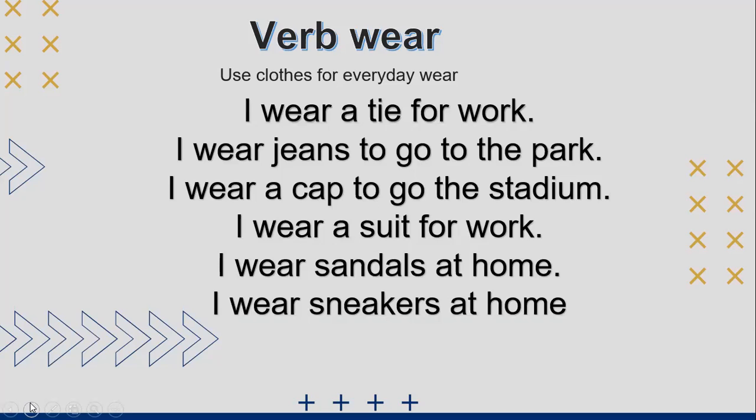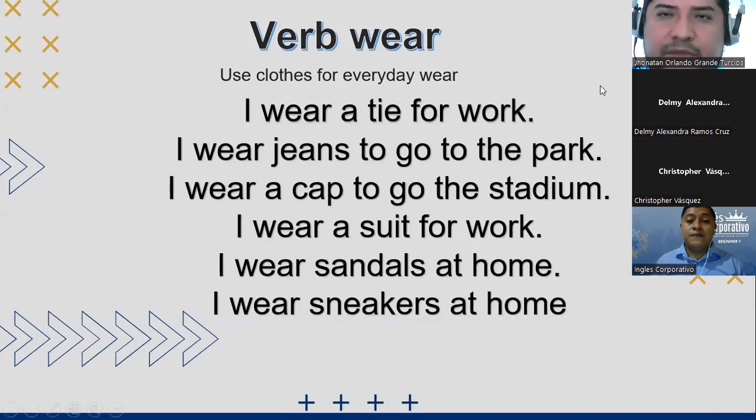Any volunteer to read these sentences? Who wants to help me to read these sentences? 1, 2, and 3, please. Thank you, Jonathan. I wear a tie for work. I wear jeans to go to the park. I wear a cap to go to the stadium.